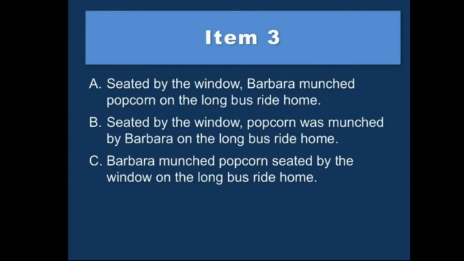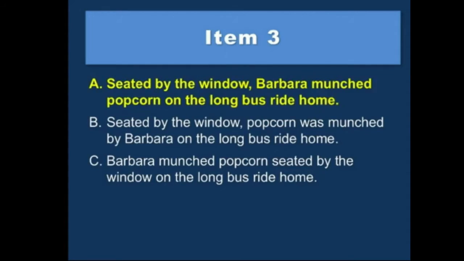Item 3. Which has the correct modifier? A. Seated by the window, Barbara munched popcorn on the long bus ride home. Letter B. Seated by the window, popcorn was munched by Barbara on the long bus ride home. Letter C. Barbara munched popcorn seated by the window on the long bus ride home. Since Barbara is the one who is seated by the window, and not the popcorn and not the long bus ride, letter A is correct.